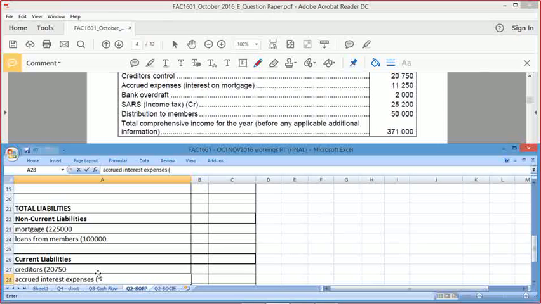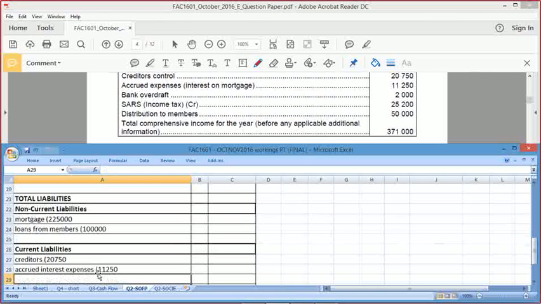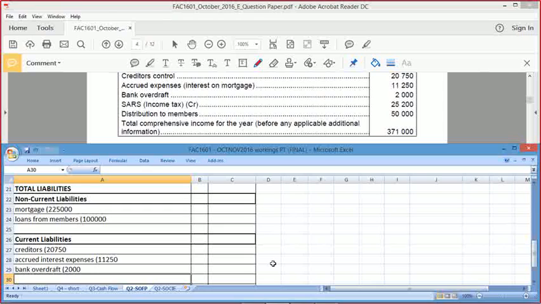How much? 11250. Expenses. Next. 11250. Next is a bank overdraft. So that's also a liability. Correct. Short term. Yeah. 2000. Next. Overdraft 2000.